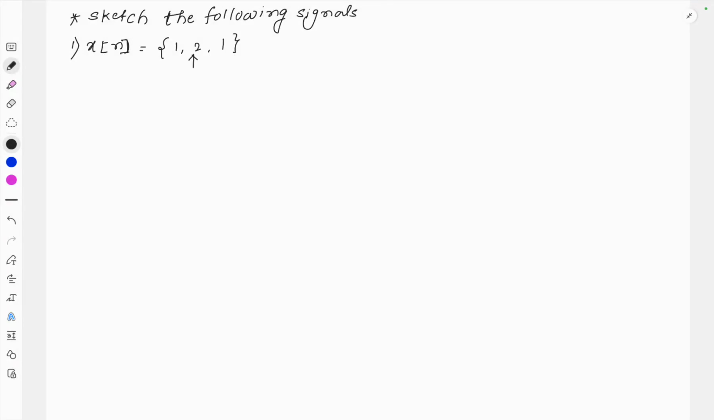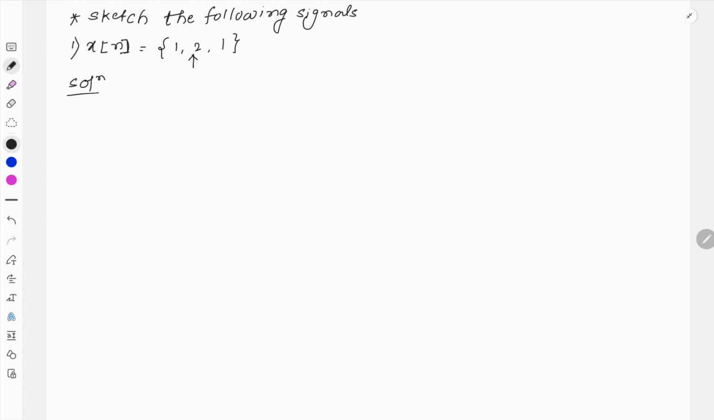In this video, we are going to sketch the discrete time signals. So let us say we need to sketch the signal x of n equal to 1, 2, 1 and the arrow is given at 2, the center element. So let us see how we are going to proceed with and sketch this signal.